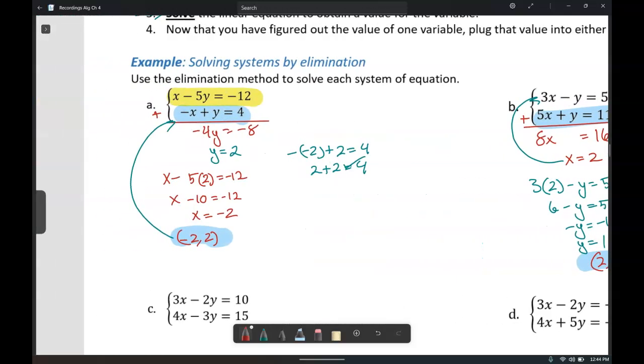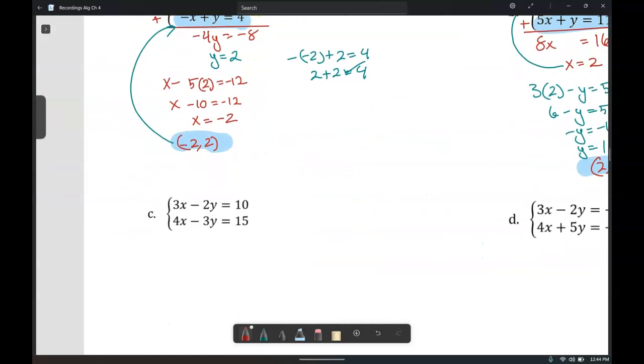Now, what if we don't already have a matching pair of opposite coefficients? Well, what we can do is multiply our equations in order to manipulate them so that we get that matching pair. And so first we start by looking at what variable do we want to eliminate. We can choose x or we can choose y. Doesn't matter which one you choose. And then think about, how can I make these coefficients opposite? So I'm going to just pick x because I can.